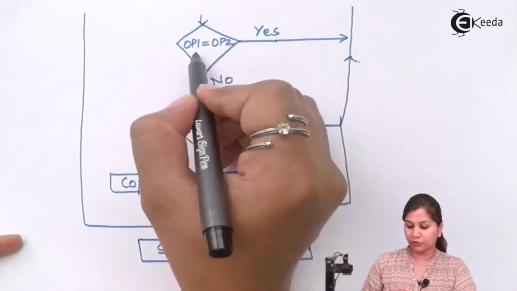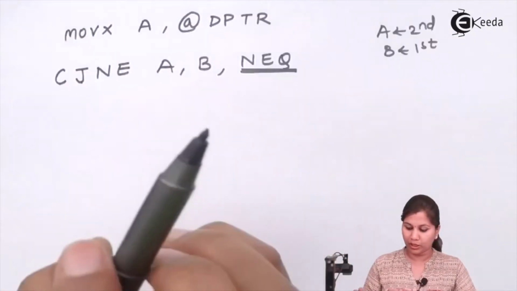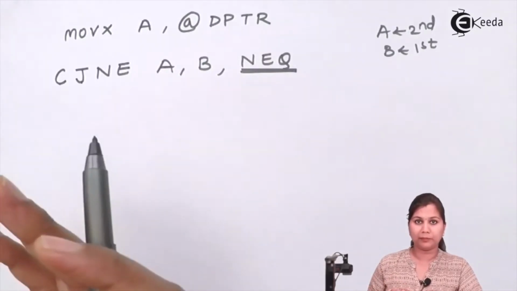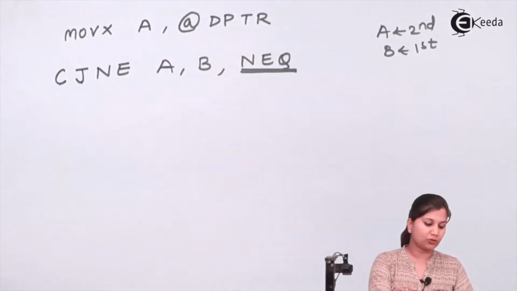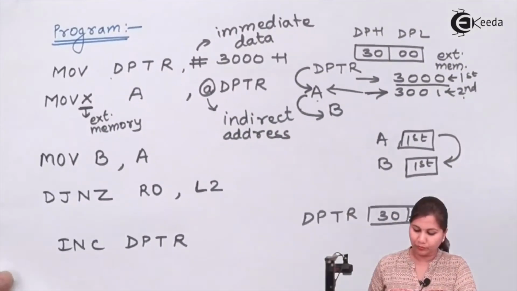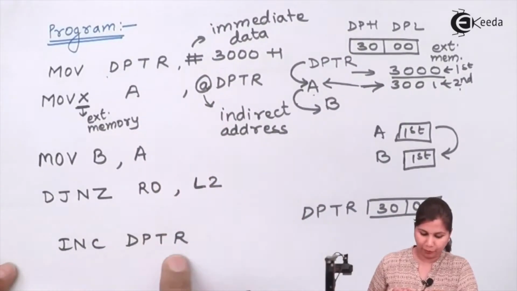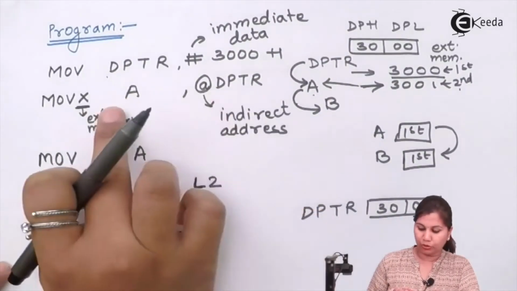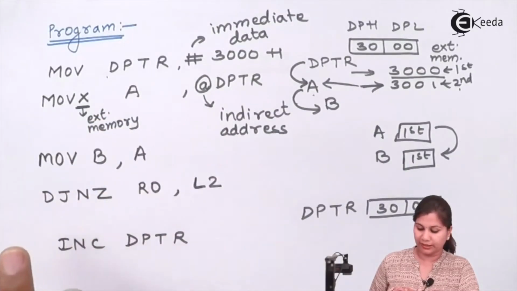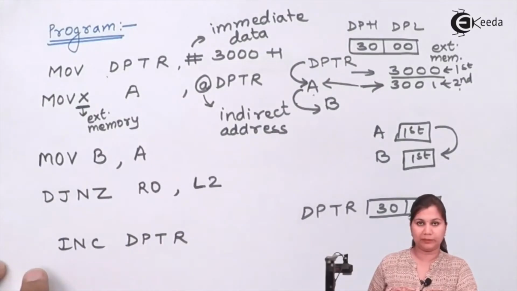If they are equal to each other, then we have to repeat the process. What process is to be repeated? Again we have to increment the data pointer, load the number which is in the data pointer into register A, and then the counter will be decremented and the process will be repeated.